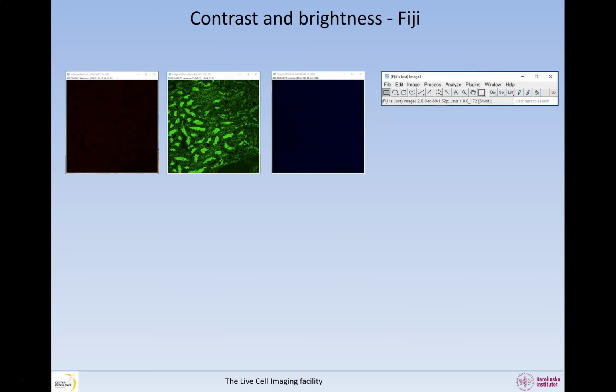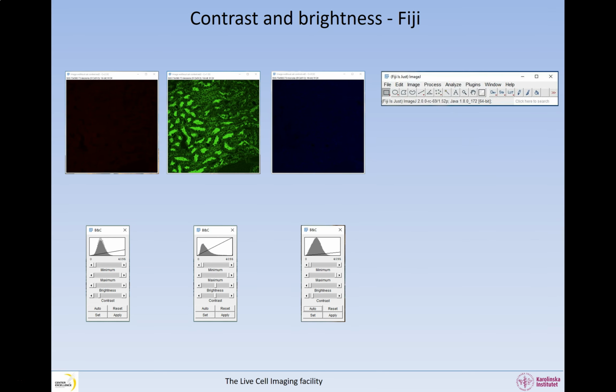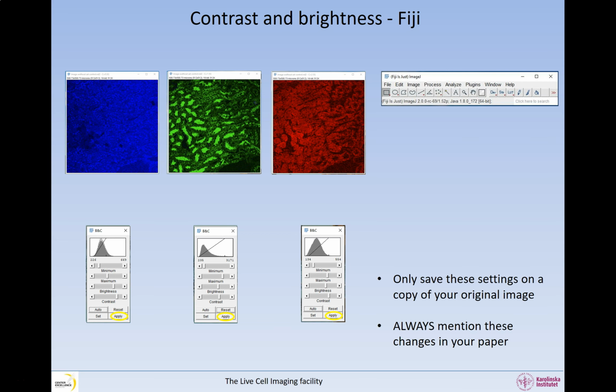In ImageJ, you can adjust the contrast and the brightness of your image here. By sliding the contrast and the brightness bars, you will change these parameters in your image. Only save these changes on a copy of your original data, because once the Apply button is pushed, the operation cannot be undone. Always mention these changes when you are publishing your data.